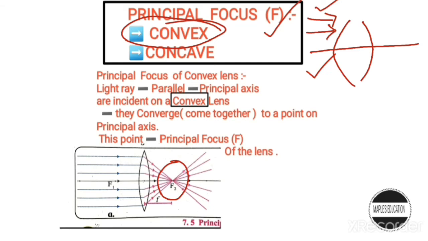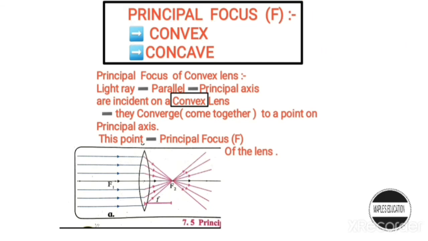When these light rays are incident on the convex lens, they converge, they come together to one common point. This point where all of my light rays have come together is called the principal focus. You can see in the diagram, this point is called the principal focus of the lens.